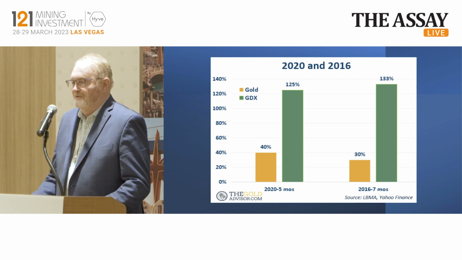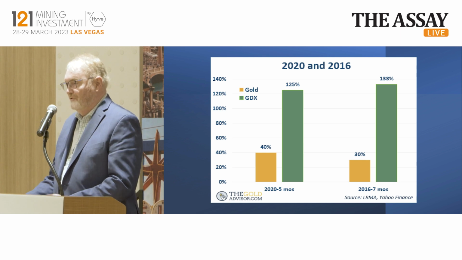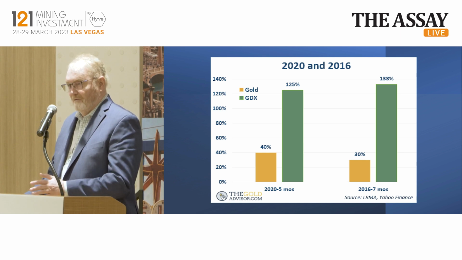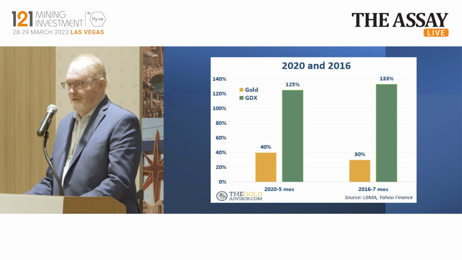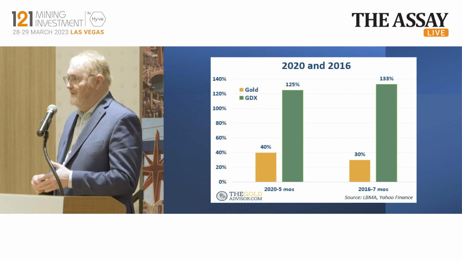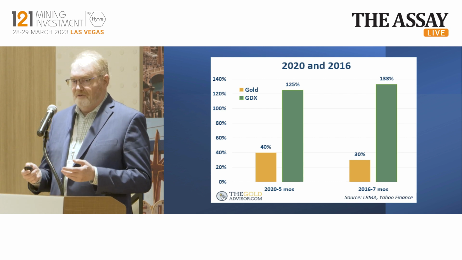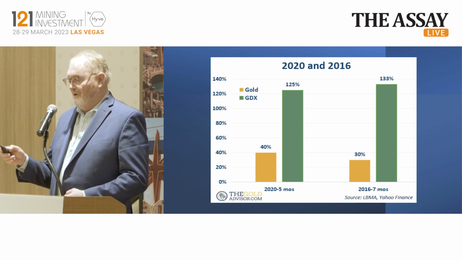And then in 2016, the right set of bars, gold rose 30% in 7 months in 2016. What did gold stocks do? GDX rose 133%. And so when gold really goes on a run, not 5 or 10%, but really spikes and really advances, especially in a short period of time, we do see gold stocks respond.